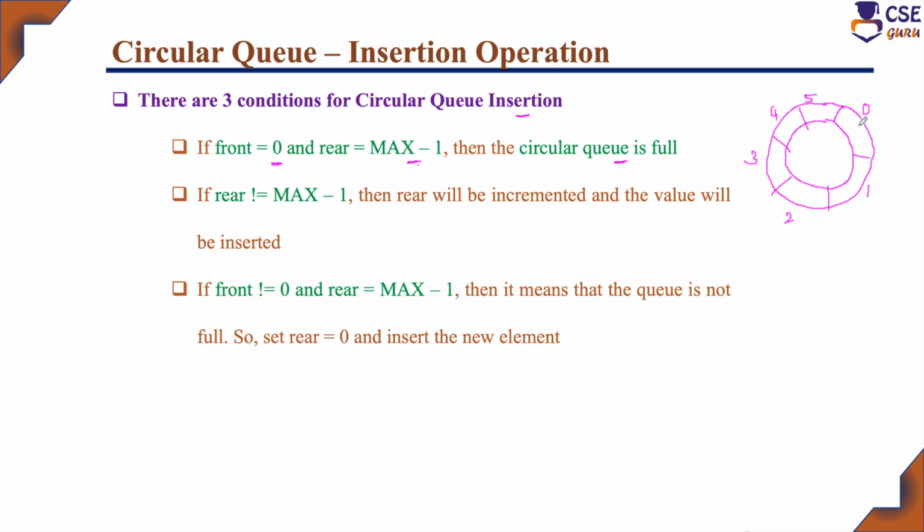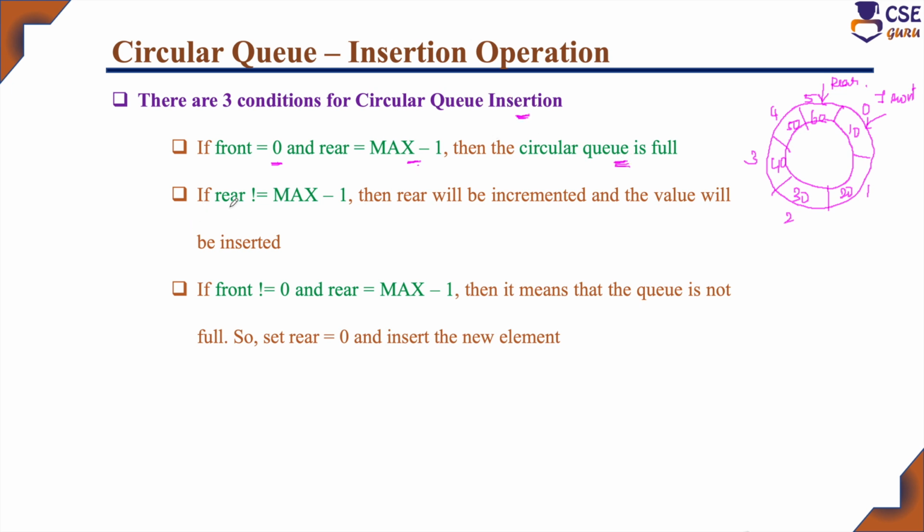So here 10, 20, 30, 40, 50 and 60 are there. This is the front pointer and this one is the rear pointer. So in this case, whatever memory locations you have allocated, you have placed values in all of them. Okay, so in this case, circular queue is full. You cannot perform a new insertion.